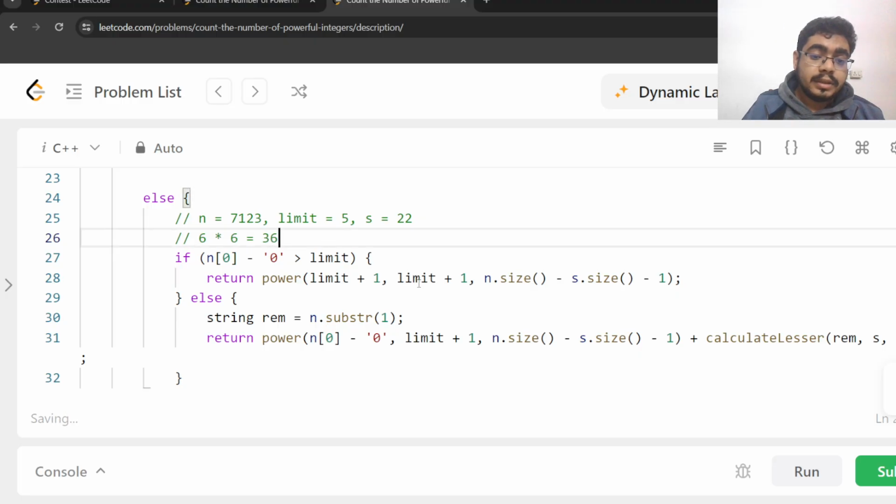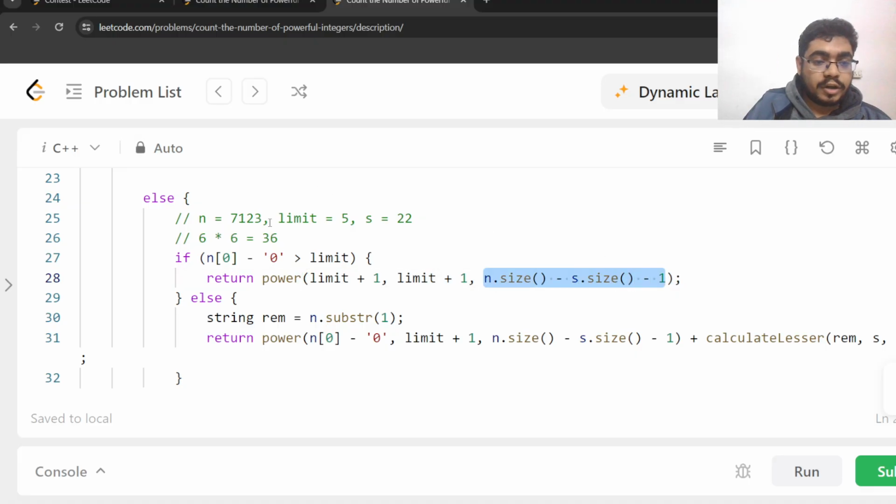So limit plus 1 to the power n.size minus s.size minus 1. So n.size, which is 4, minus 1 because the first digit we are calculating separately, and minus s.size because those will be fixed with these values only directly, right? So n.size minus 1 minus s.size.